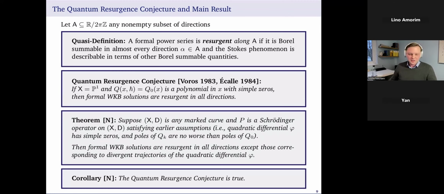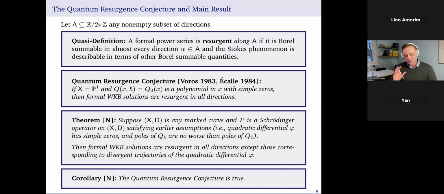And so, okay, as an obvious corollary, we specialize this to P1, Q0 polynomial, etc. You get that the quantum resurgence conjecture is true. Okay, so I'll end here just to say a couple of words about what I'll do next week.